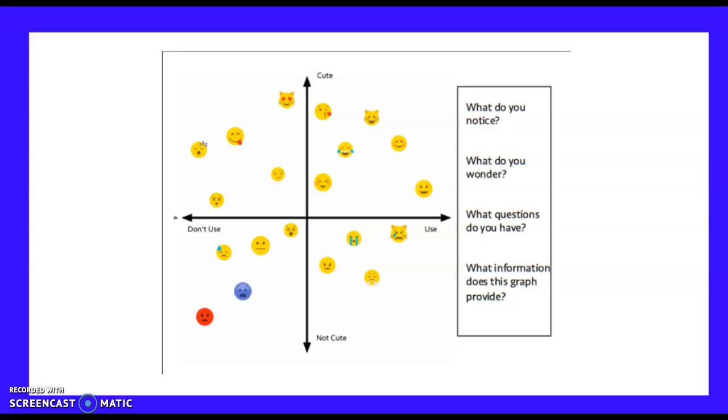After watching the video of Mistakes Are Beautiful, I'd like you to look at this graph and think, what do you notice? What do you wonder? What questions do you have about it? And what information does this graph provide?